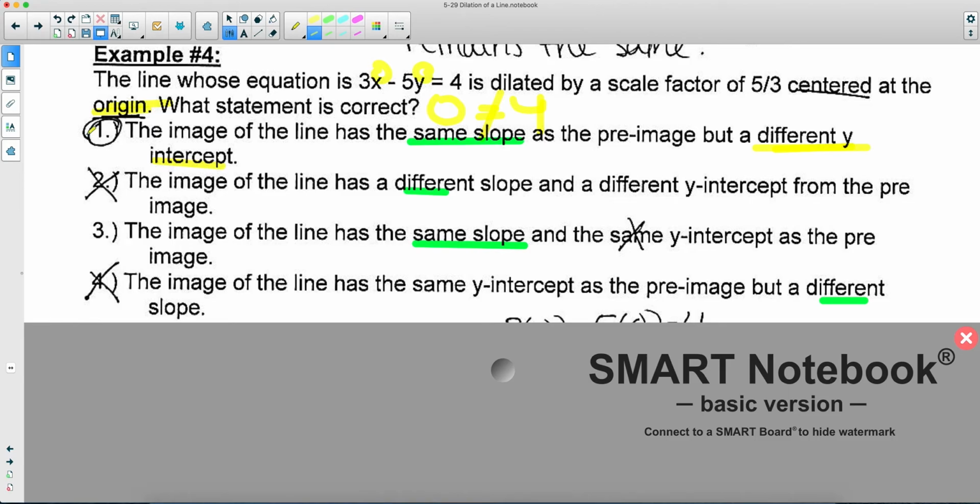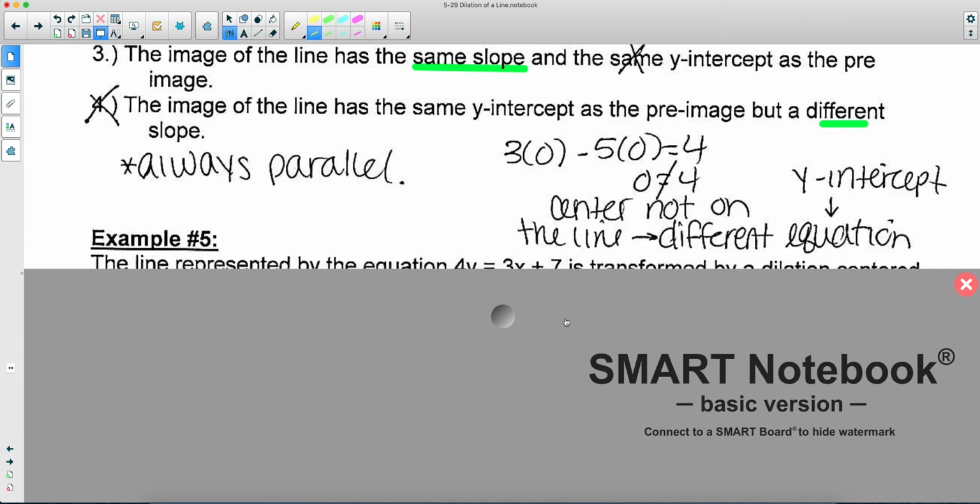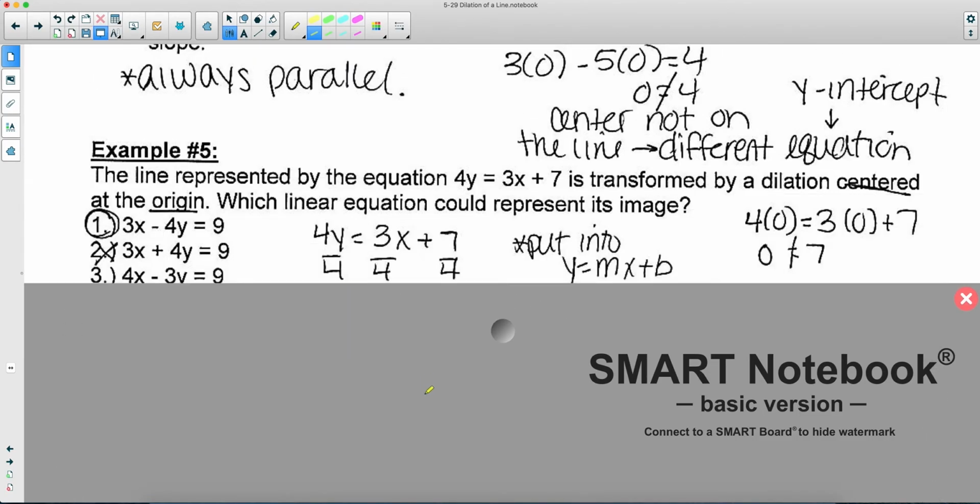The center doesn't fall on the line. Therefore, my y-intercept would have to change. Okay, and I think I probably showed that work down here. Kind of gave you some notes. There they are. Okay. And then we have number 5.